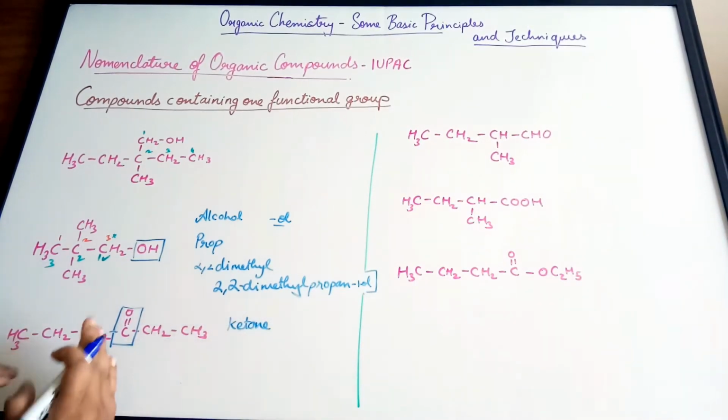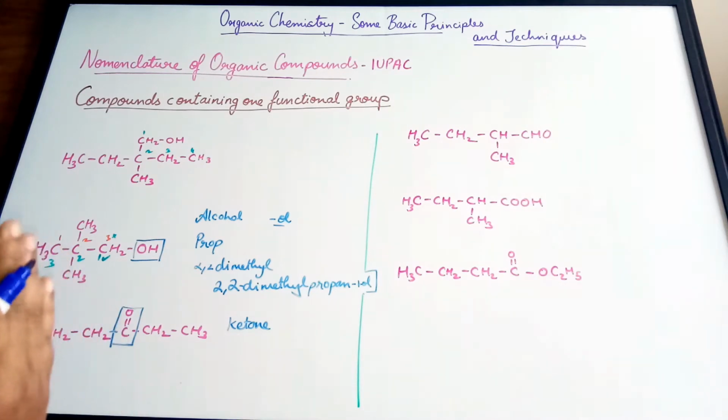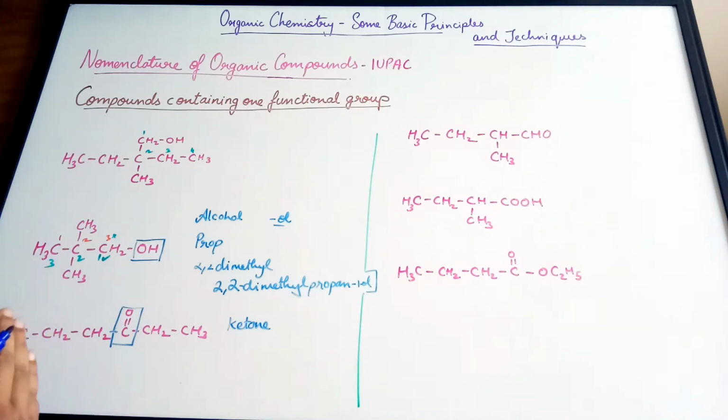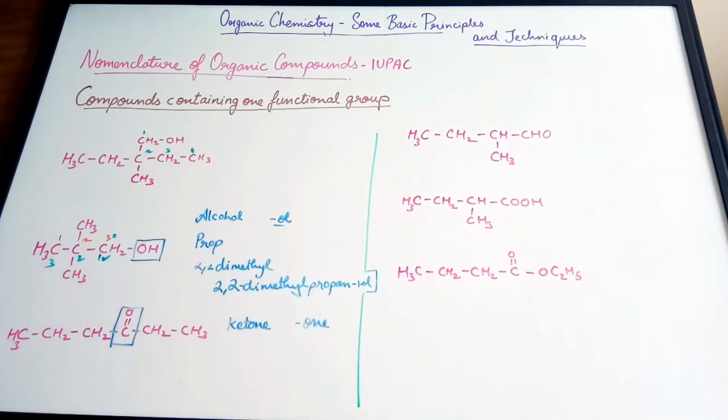Okay, a ketone has a carbon which is bound to the oxygen with a double bond, and on either side of the carbon atom you have an alkyl group present. I'm not saying there is supposed to be a specific number of carbon atoms. I'm just saying that both sides are bound to a carbon chain. So a ketone is denoted by one, O-N-E, or one basically.